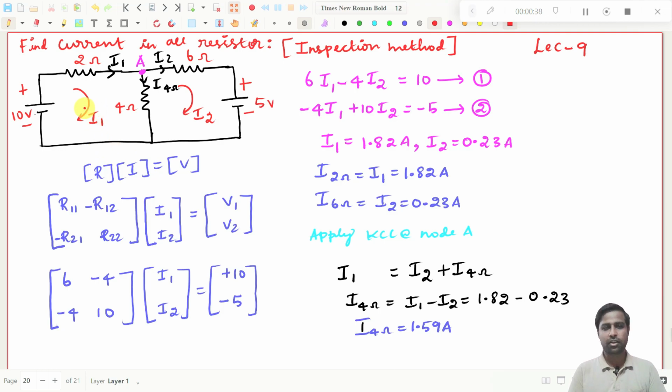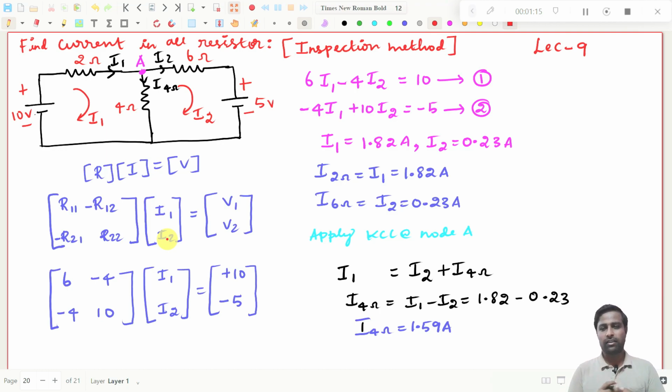It is not necessary to draw the current directions I1 in every resistor, and we don't need to write the KVL expressions and all. You just see how many loops are available and write down the matrix form, and from the matrix form you get the expressions. Then you solve these expressions and you will get the unknown parameters. See, it is very simple now.